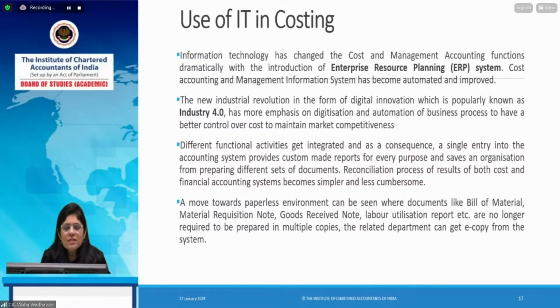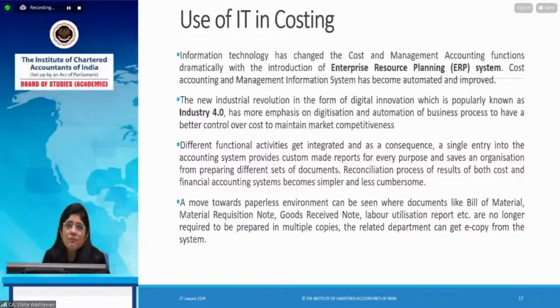A move towards a paperless environment. This is a big change in the system. Earlier, we had to keep the manual copies of all the documents and the notes and the receipts, but now it has become paperless. So bill of material, requisition note, labor utilization report, which we will be understanding in the materials module and labor module, are no longer required to be prepared in multiple copies.